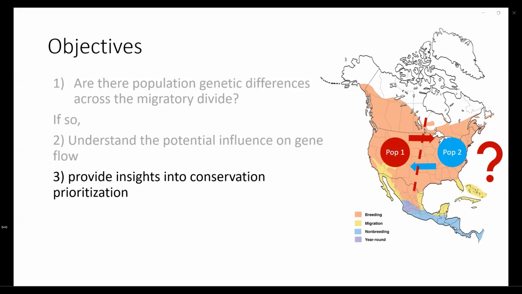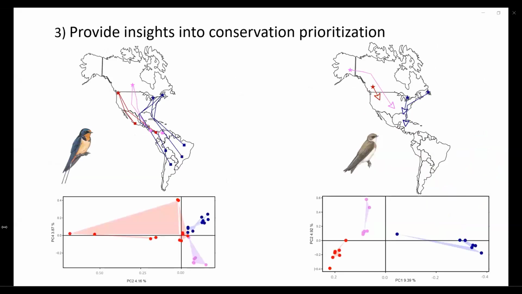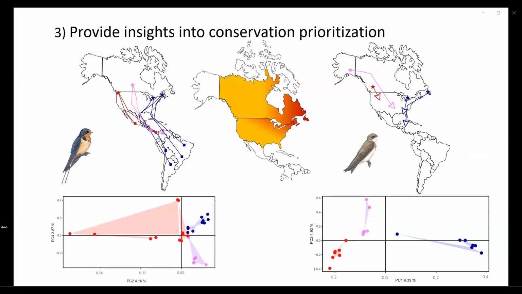The last objective was to provide insights into conservation prioritization. As we all know, the eastern part of North America experienced rapid population decline compared to other parts, and we can also see the tight genetic clusters within the eastern population for both species, which leads to conservation prioritization of the eastern populations of both species.